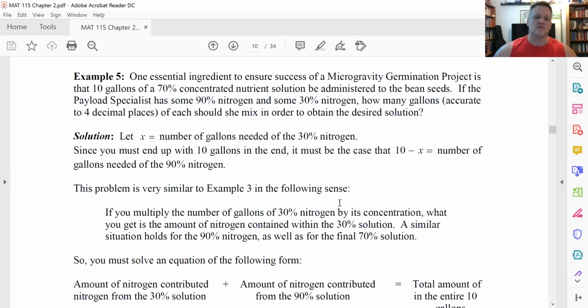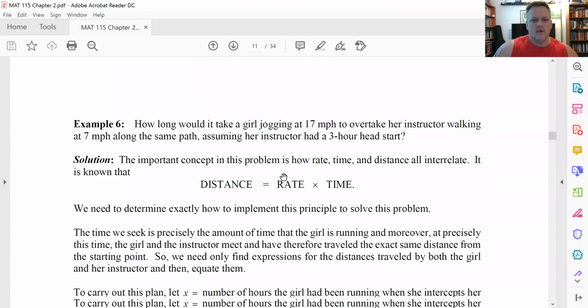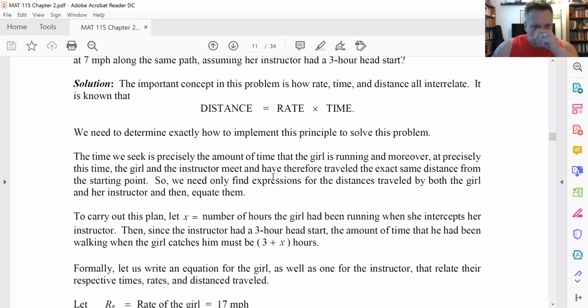They really are solved in exactly the same way, by relating the cost of canisters of balls to percentages of certain types of nutrient solution. All right, so take a look at that on your own time. All right, and let's look at this one.